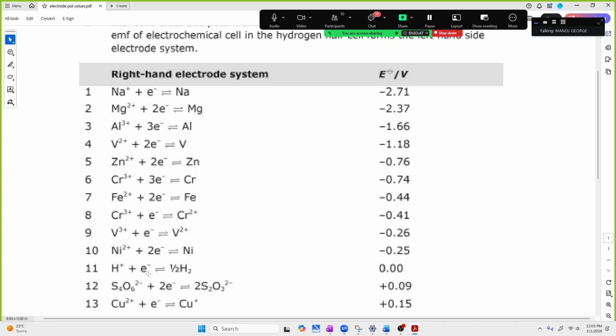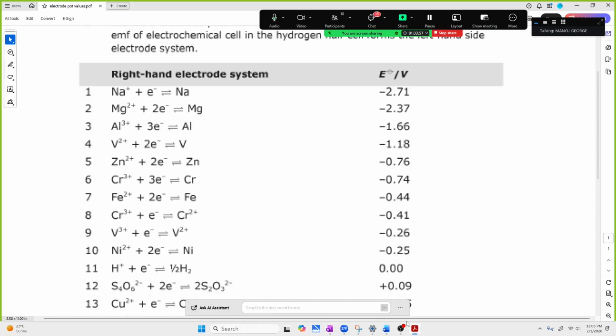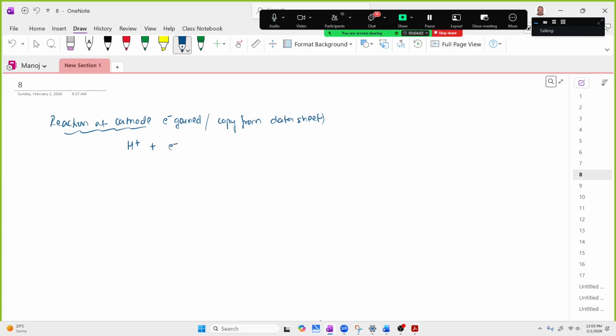Okay, so they have actually given only 1 mole of H plus. Okay, fine. So no problem. So I'm supposed to just copy that equation. Then I have here electron, and they said we are going to get half H2. Okay, fine. That's the equation at cathode.